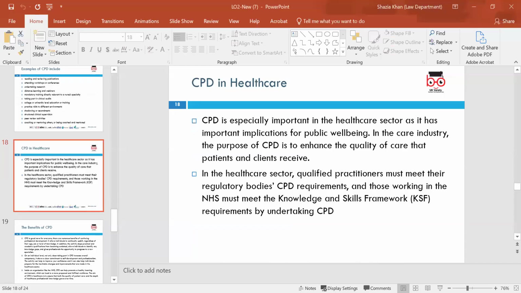CPD in health and social care. And again, it's really, really important. Within health and social care, CPD is really important because it allows you to learn all the time.